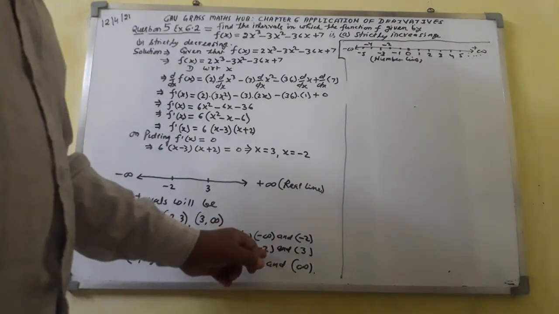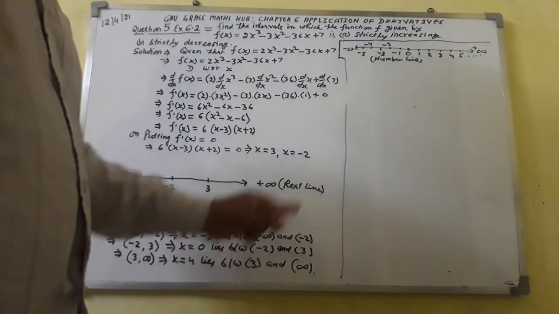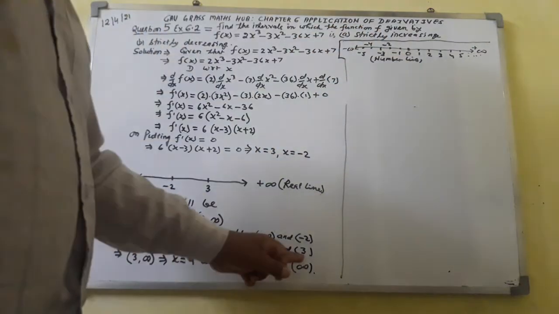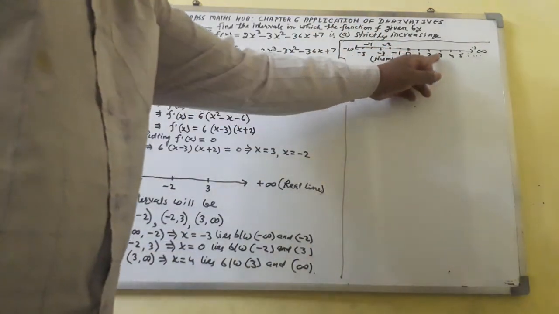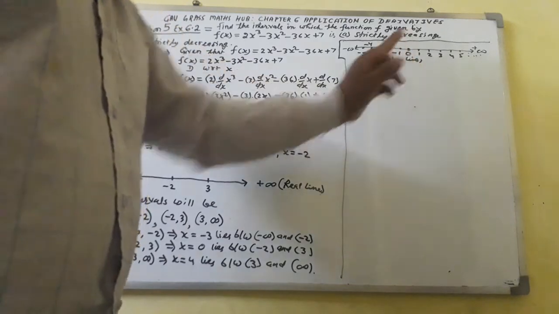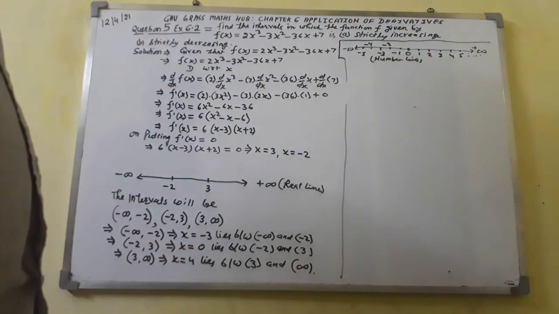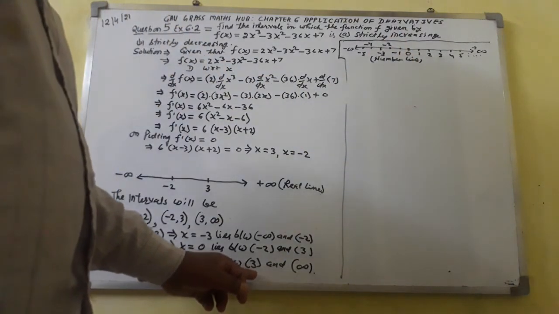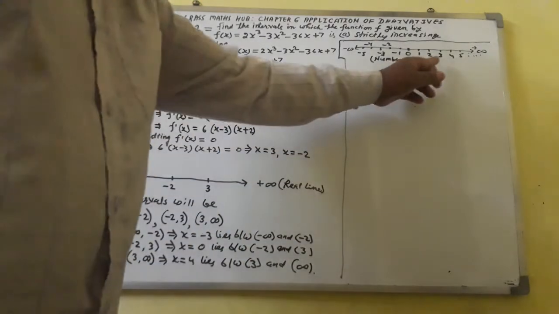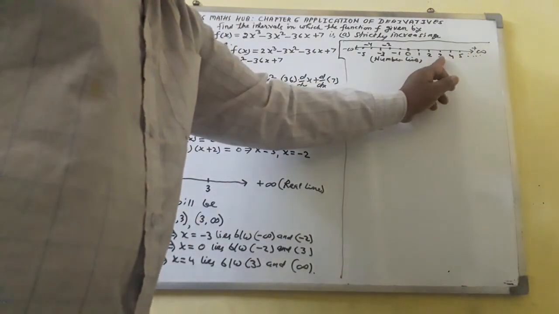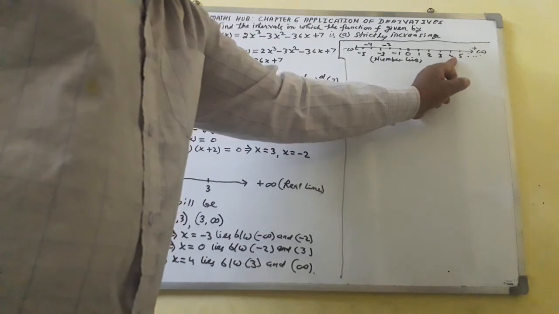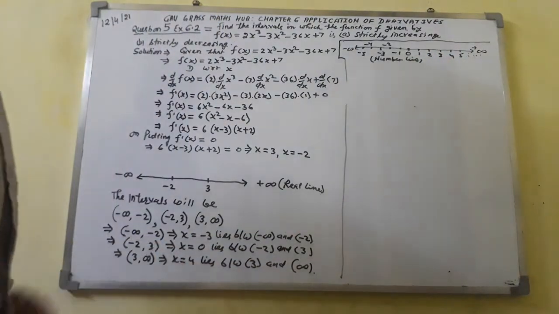Now check again minus 2. So check here minus 2 and 3. Between minus 2 and 3, 0 will lie. So I have taken here 0. And here it says 3 and infinity. Between 3 and infinity, 4 lies. Equal to 4 I have taken.